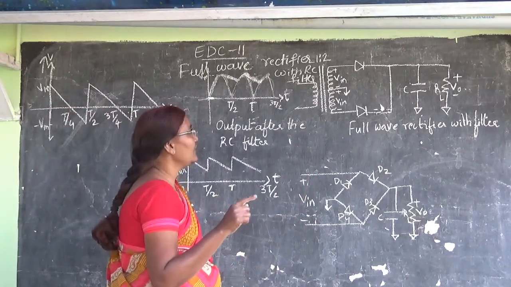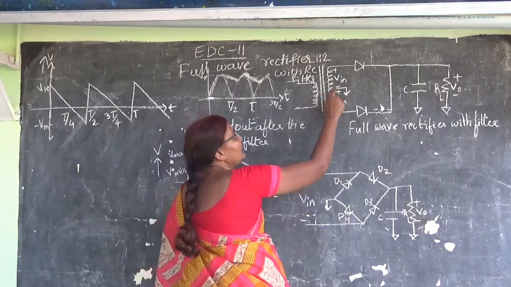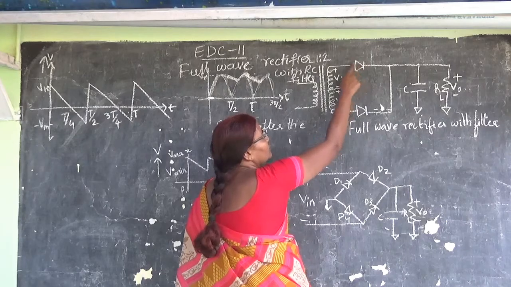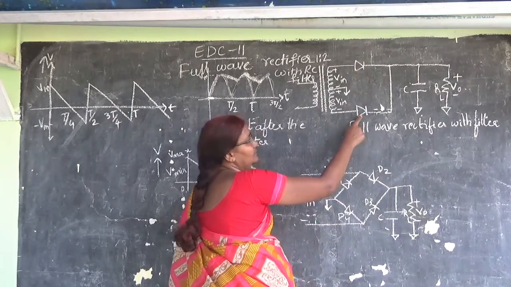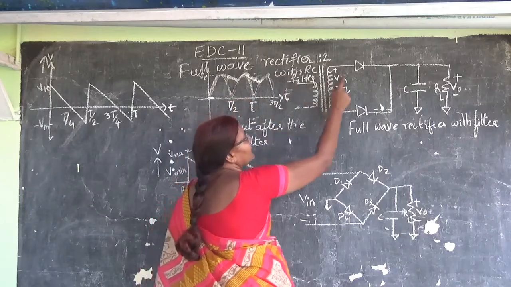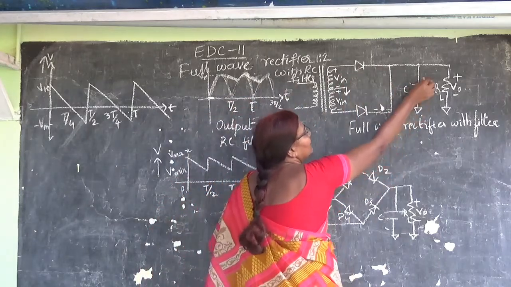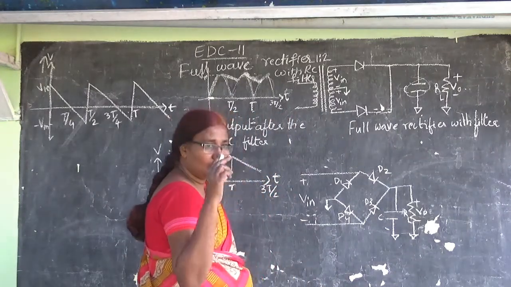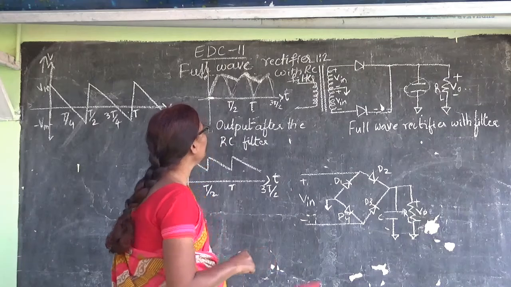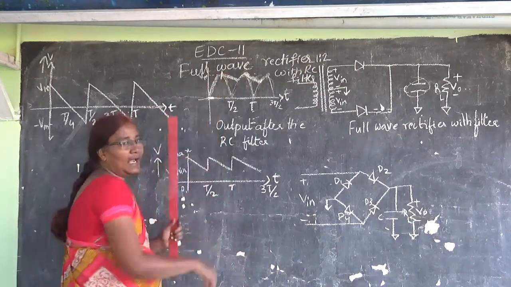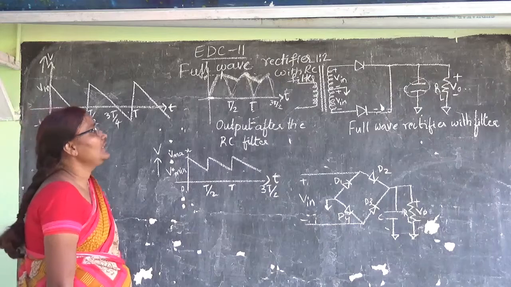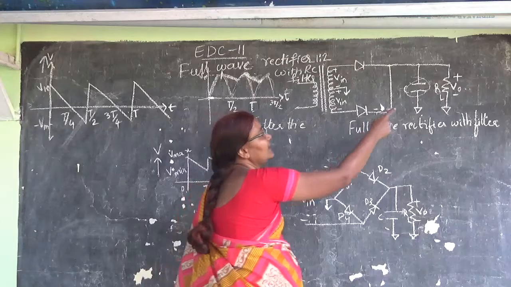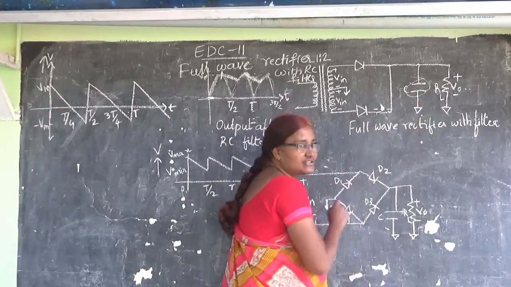Earlier we saw the half wave rectifier: during the positive half cycle this diode will be shorted and this diode will be open, and during the positive half cycle this diode will charge the capacitor, and voltage across the capacitor will be up to Vmax. After Vmax, the capacitor starts discharging.